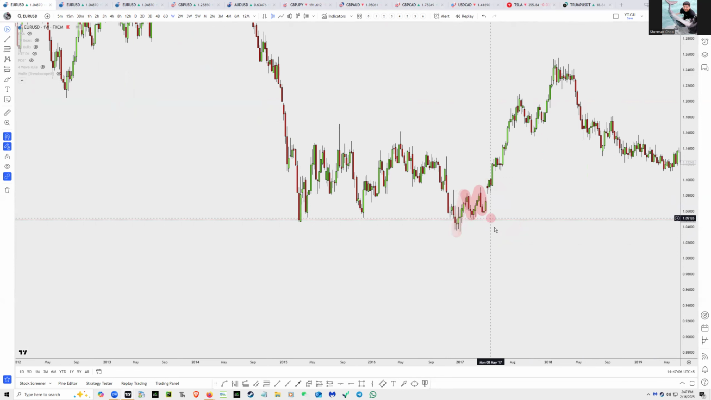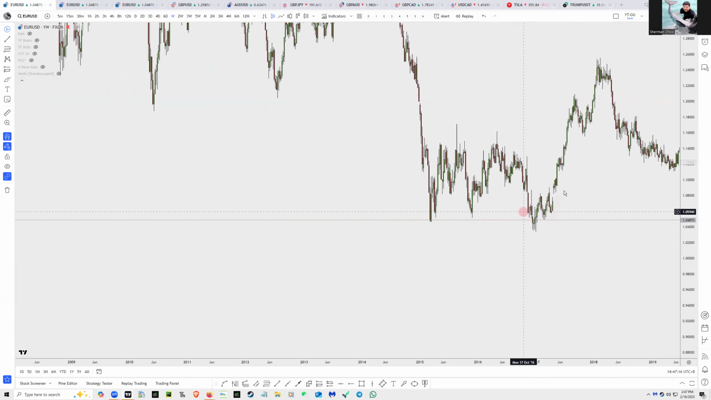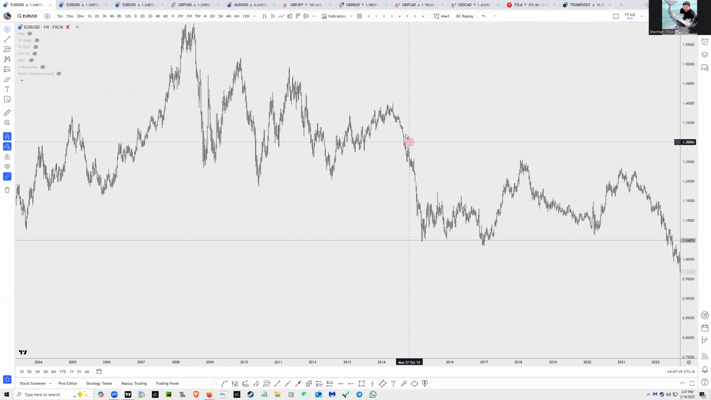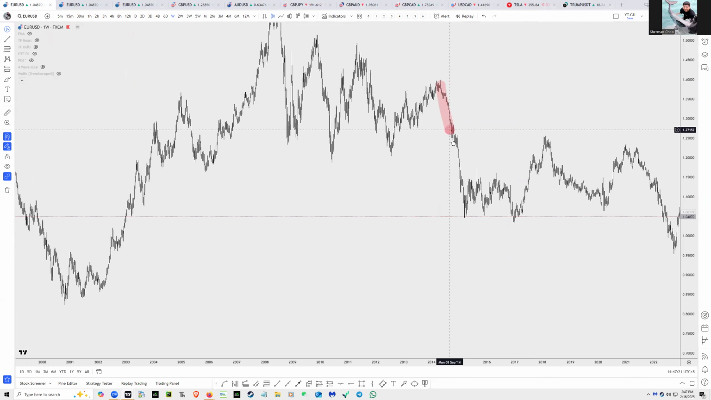I would have seen this three-wave correction, something that I recognize, followed by candles that are making progress to the upside, right? So it looks like an A B C that failed to continue down and then started to make bullish setups towards the upside, right?